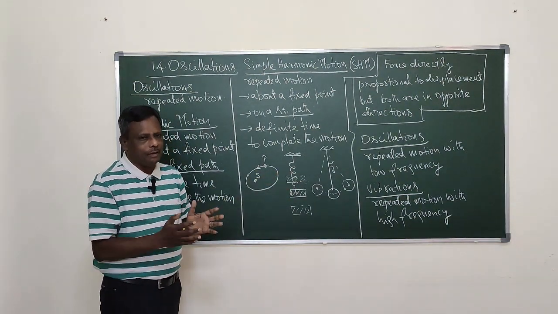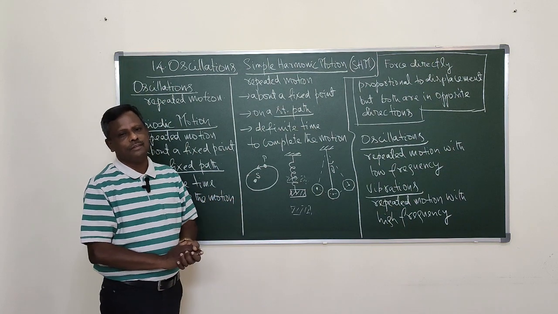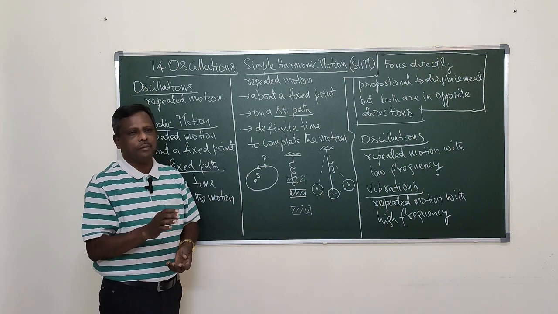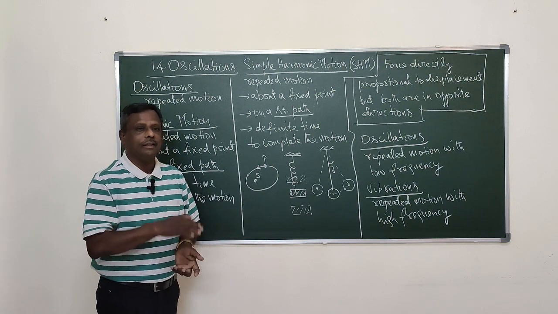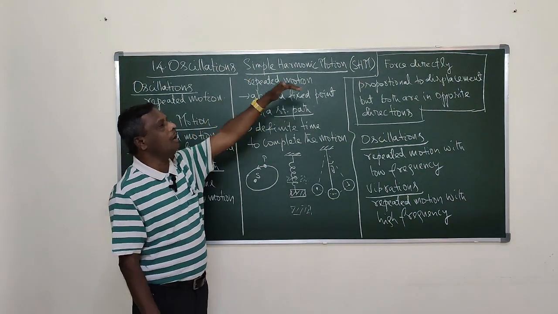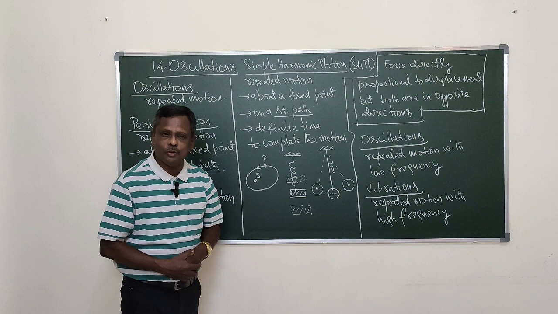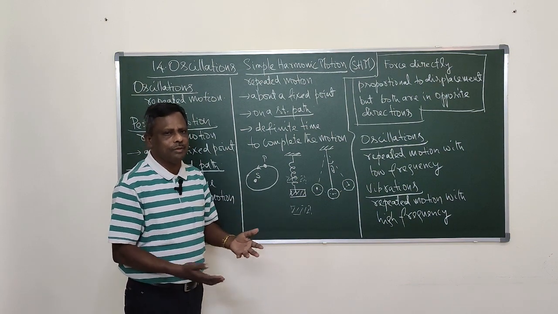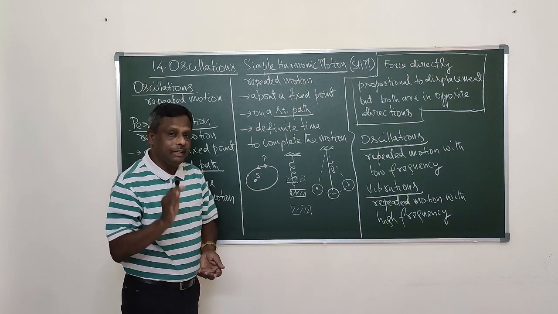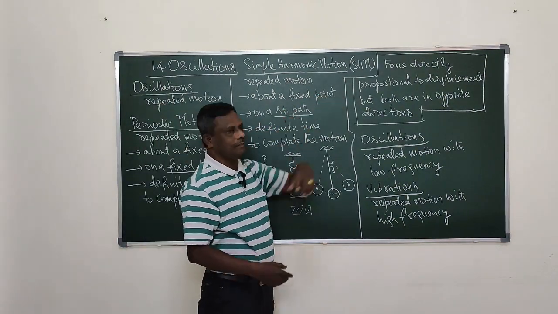But in this, suppose the path of the motion is the simplest path, which is a straight path, then the motion is called simple harmonic motion, or it is also known as simple periodic motion. Quite often we use the term simple harmonic motion. In short, we can also call it SHM.